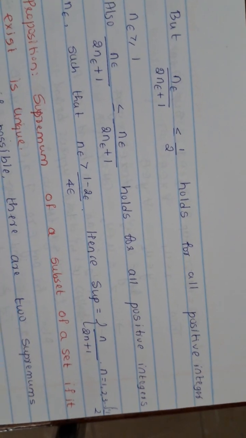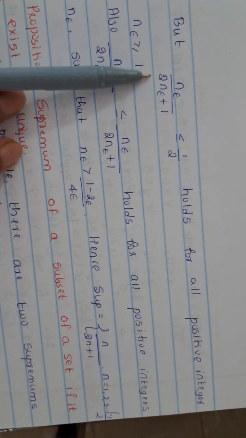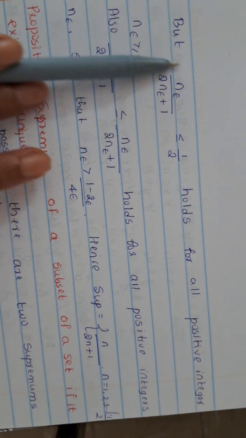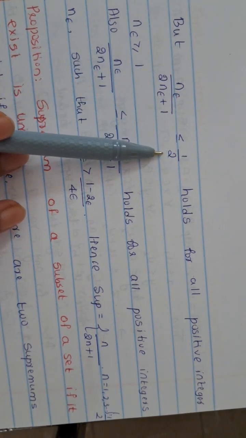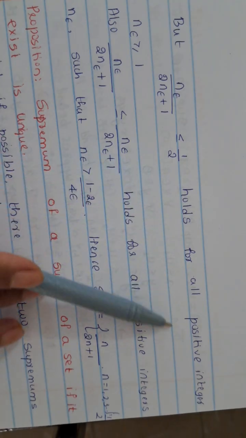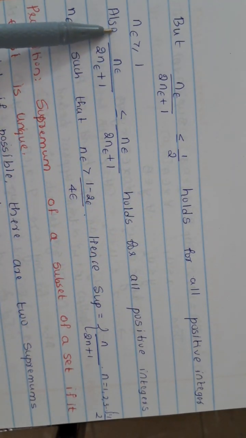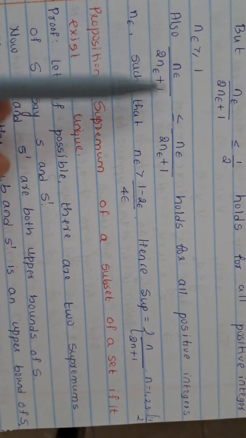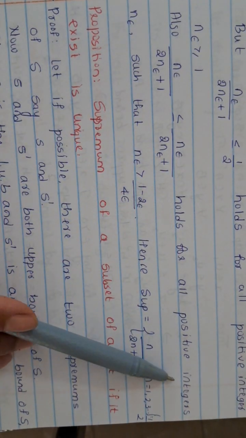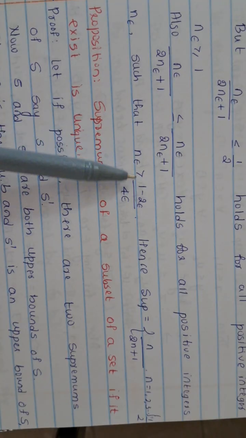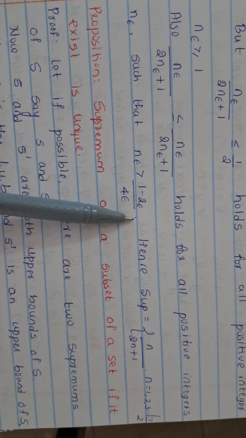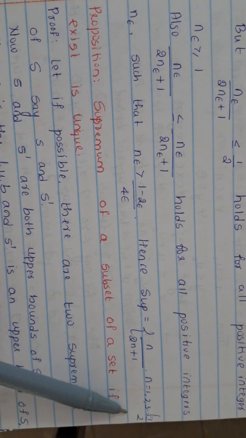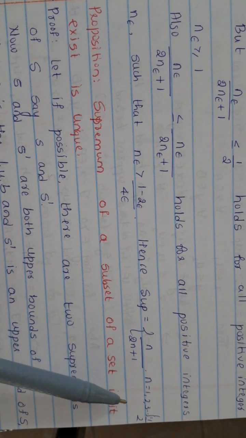Now, n epsilon upon 2n epsilon plus 1 is less than or equal to 1/2. That means every element of this type is less than or equal to 1/2. In the first step itself we said this holds for all positive integers. Therefore your n epsilon is greater than or equal to 1. So also we know that every element is less than or equal to itself, so this holds for all positive integers n epsilon. Hence the supremum of all these numbers is equal to half. So therefore half will become the supremum of the given set.